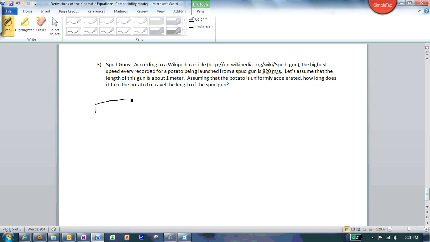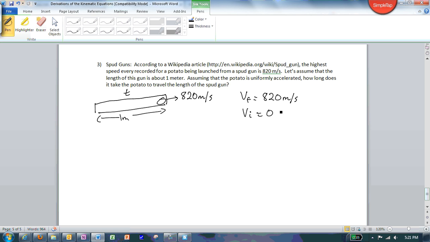So let's first think about what we've been given. We're talking about this spud gun launching a potato at 820 meters per second. Okay, so it's launching it, and we're looking at that it's uniformly accelerated, and we're interested in the time that it takes to travel the length of the spud gun, which is 1 meter. So it seems that the 820 meters per second must be our final velocity. And if we're talking about a spud gun being launched, that initial velocity must be 0.